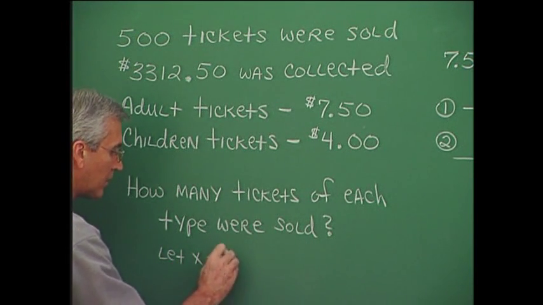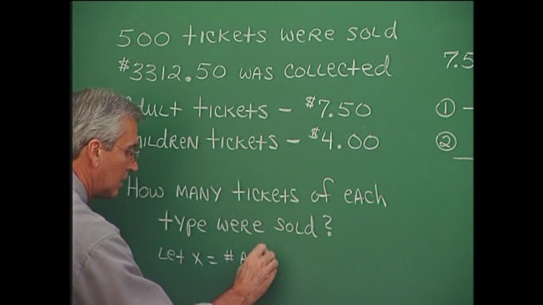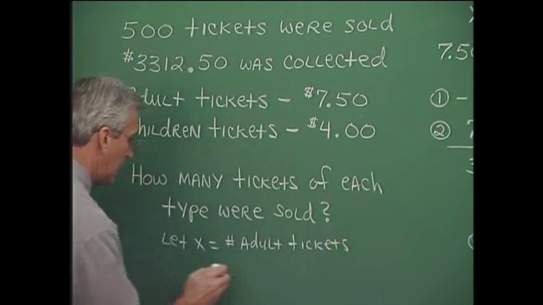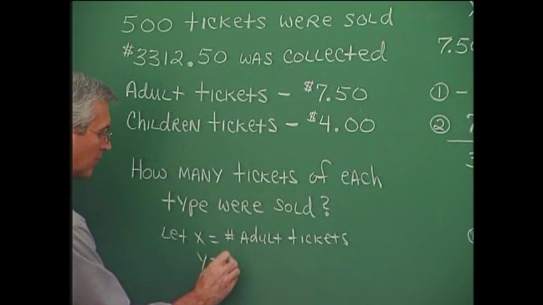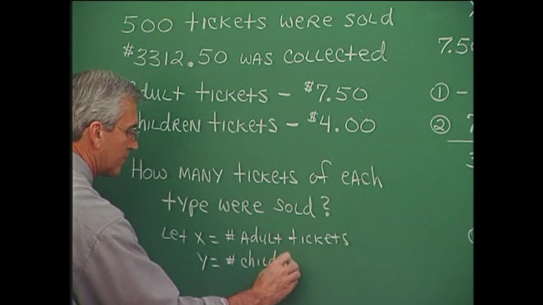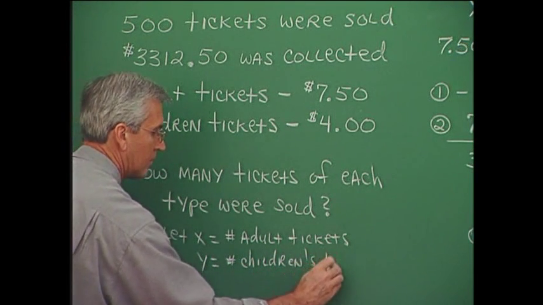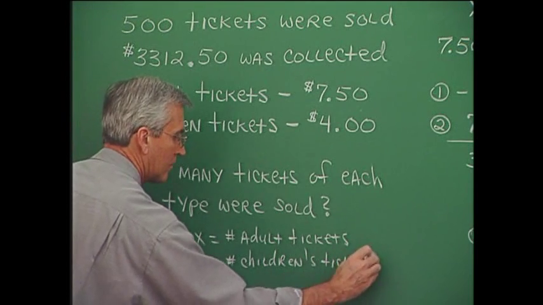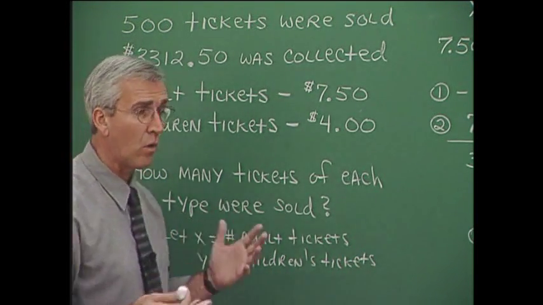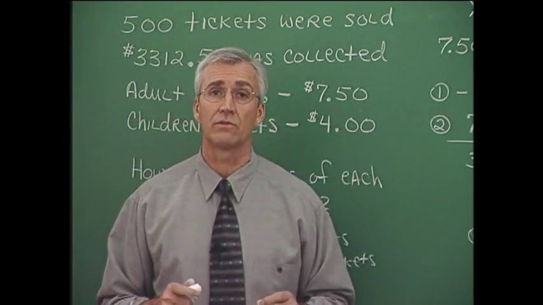Let x equal the number of adult tickets. And let's let y equal the number of children's tickets. Okay, that's the start.